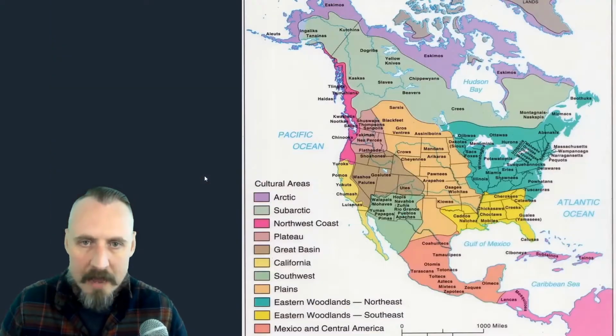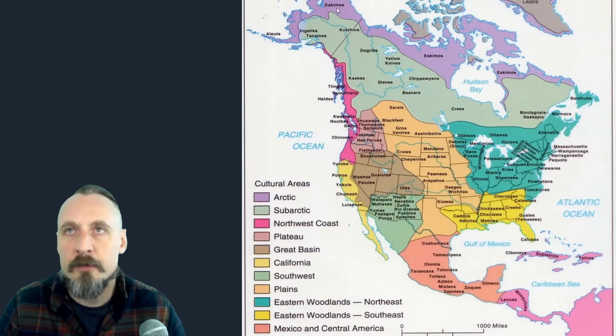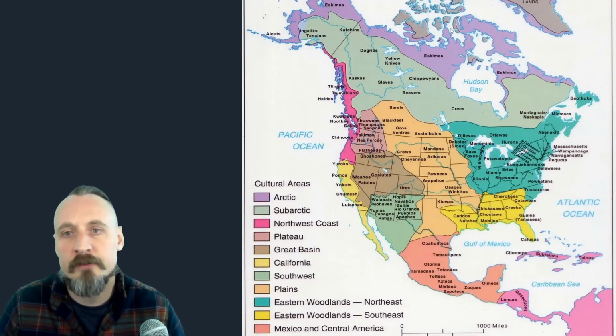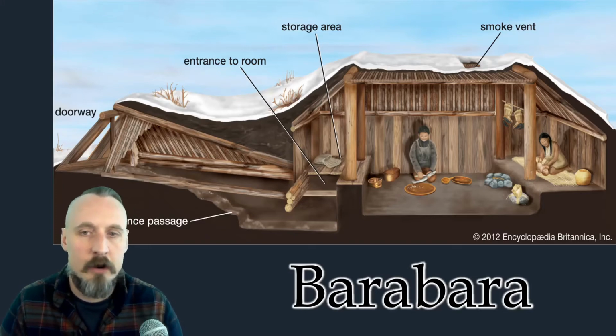If you look at the map, the Arctic area included some words you know. Maybe you've heard the word up here, Eskimo. And the Aleuts were also another group in the Arctic region, and there were more. But let's start out with the Arctic region. And the first keyword for the Arctic region is Barabara.